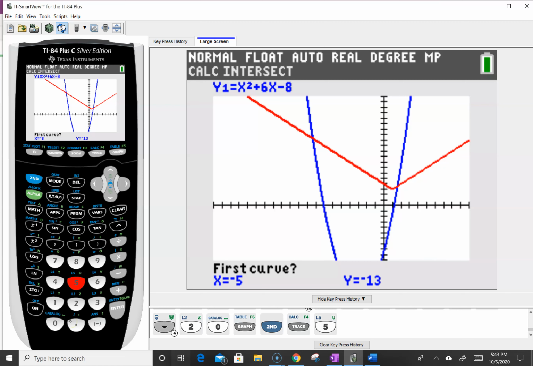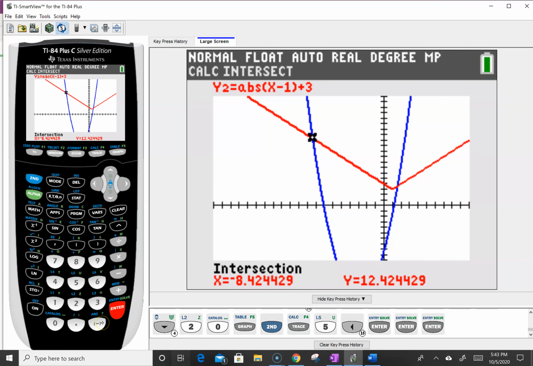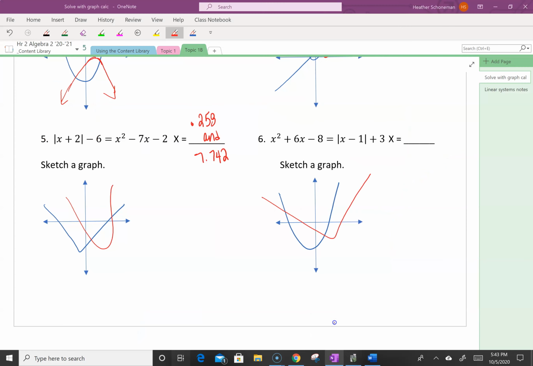All right, now we've got to move it over. Where is it? There it is. Oh, perfect. 2, 3, and I get my second answer, and my second answer is negative 8.424. And so now I can just record these 2 answers, and I'm done.